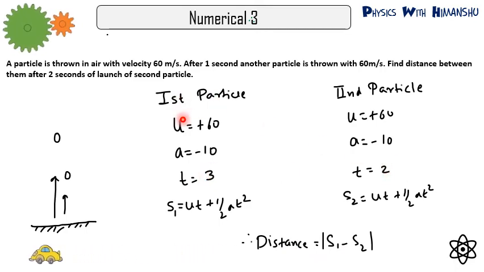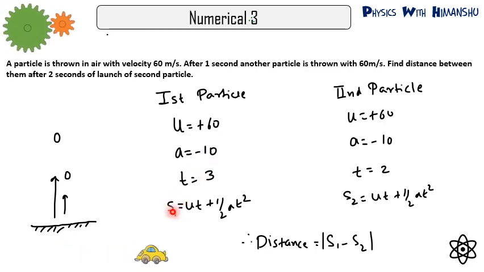So for the first particle, u will be plus 60 because the particle is launched in upward direction. a will be minus 10, t will be 3. So we can calculate the displacement of the first particle. Similarly, we can calculate the displacement of the second particle, where the time will be equal to 2 seconds, and the difference will give the distance between the two particles. So this is how you have to solve questions related to motion under gravity.